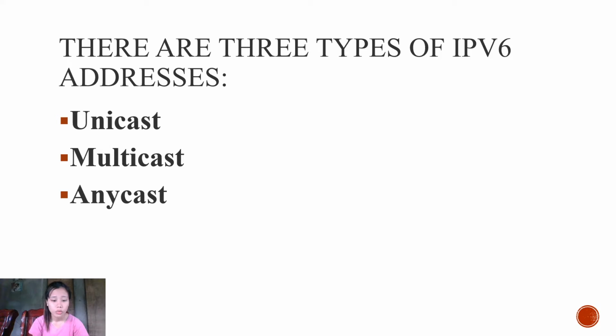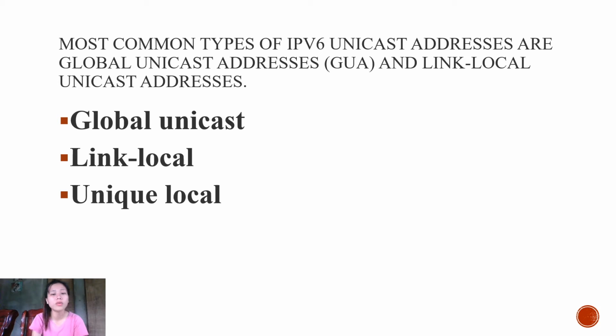Unlike IPv4, IPv6 does not have a broadcast address. That's why it has unicast, multicast, and anycast. The most common types of IPv6 unicast addresses are the global unicast addresses, or GUA, and the link local unicast addresses. So it has global unicast, link local, and unique local.